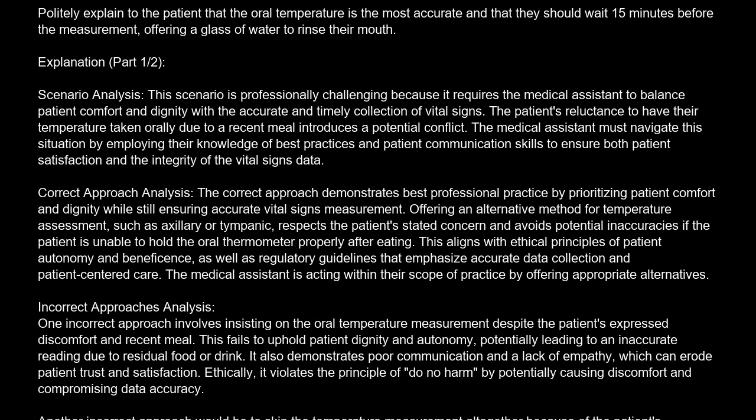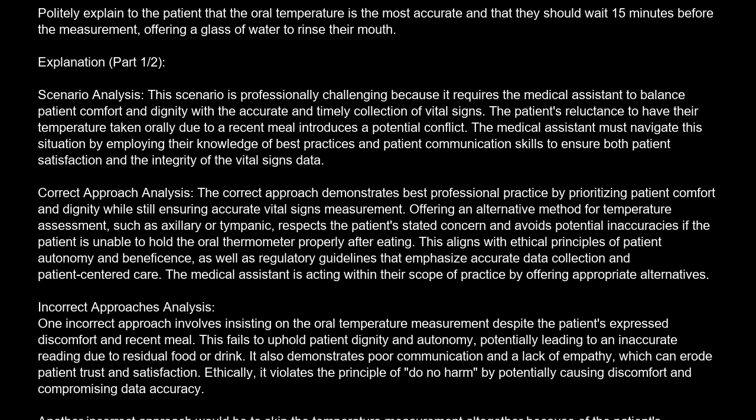The correct answer is C. Politely explain to the patient that the oral temperature is the most accurate and that they should wait 15 minutes before the measurement, offering a glass of water to rinse their mouth. Explanation. Scenario analysis. This scenario is professionally challenging because it requires the medical assistant to balance patient comfort and dignity with the accurate and timely collection of vital signs.